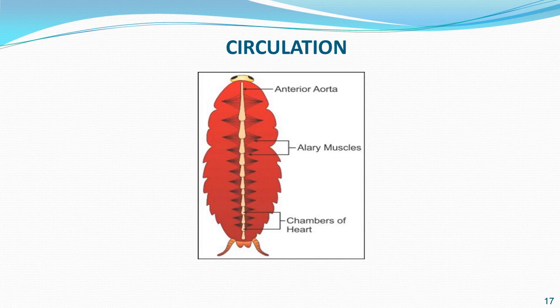So the heart chambers are there. A central heart is there and the heart is made up of chambers, but there are no blood vessels. So in the hemocoel only, the colorless blood moves, right? That is an open circulatory system.